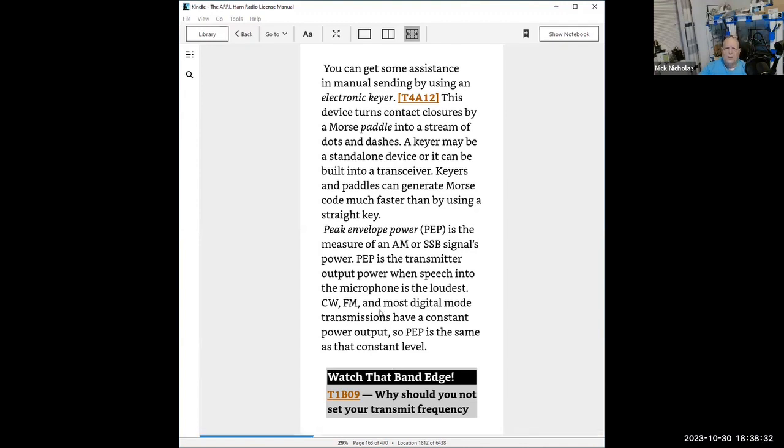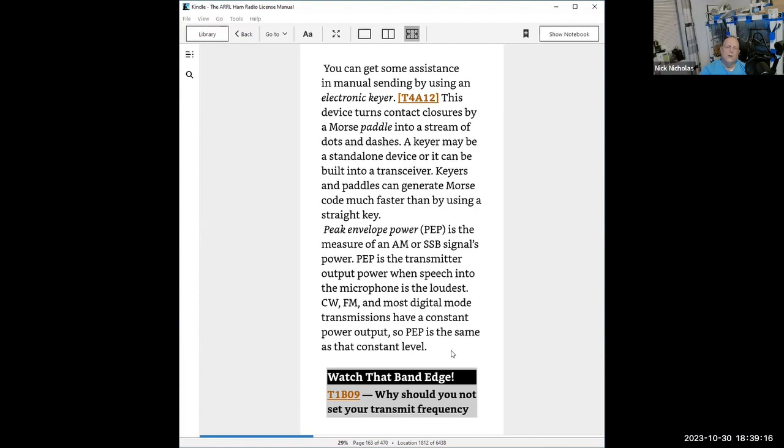I'm going to jump down here to where it says peak envelope power. Peak envelope power is a measure of an AM signal's power. We can measure peak envelope power on an AM signal, and it is principally how we're able to measure CW signals and FM signals. It's not as effective in single sideband and AM for measuring power output, because the peak changes in AM transmissions.